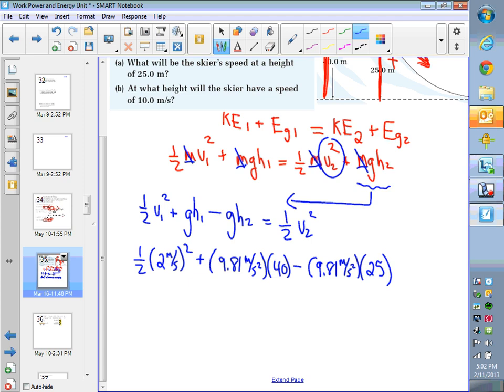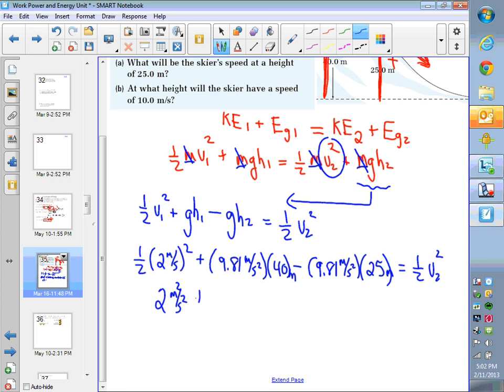And that will be equal to 1/2 V2 squared. So if we plug in our numbers, you square 2, you get 4, you cut it in half. This is just 2 meters squared per second squared. Then this was 40 meters and 25 meters. I need that for my units.